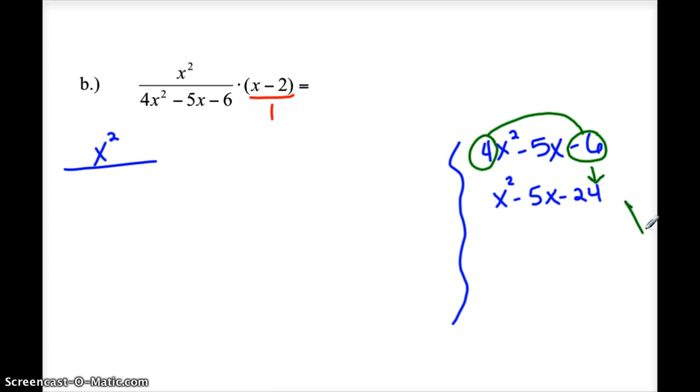And then from here, this lets me do an x puzzle. What two numbers multiply to negative 24 and add to negative 5? Oh, negative 8 and 3. There you go. So I get x minus 8, x plus 3. Now, don't stop here, though. Divide by the 4. Because this is called divide and slide, so I've got to divide somewhere. All right, so we have x minus 2.